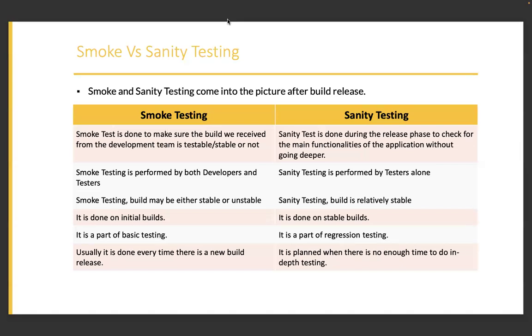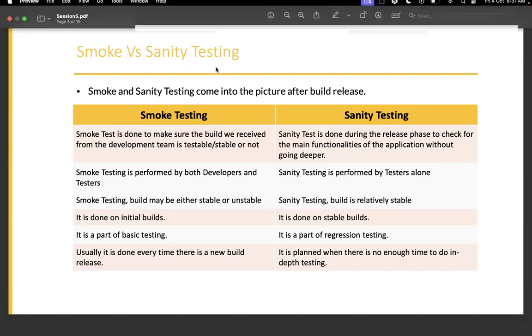Smoke testing is performed by both the developer as well as the QA team. And smoke testing obviously gives us the answer as to whether the build is stable or not. That's it. If it is unstable, we straight away reject the build, guys. There is no further argument or any questions in that. And please remember, guys, it is done on the initial build only. It's a basic part of your testing, and it is usually done whenever there is a new build given by the team.